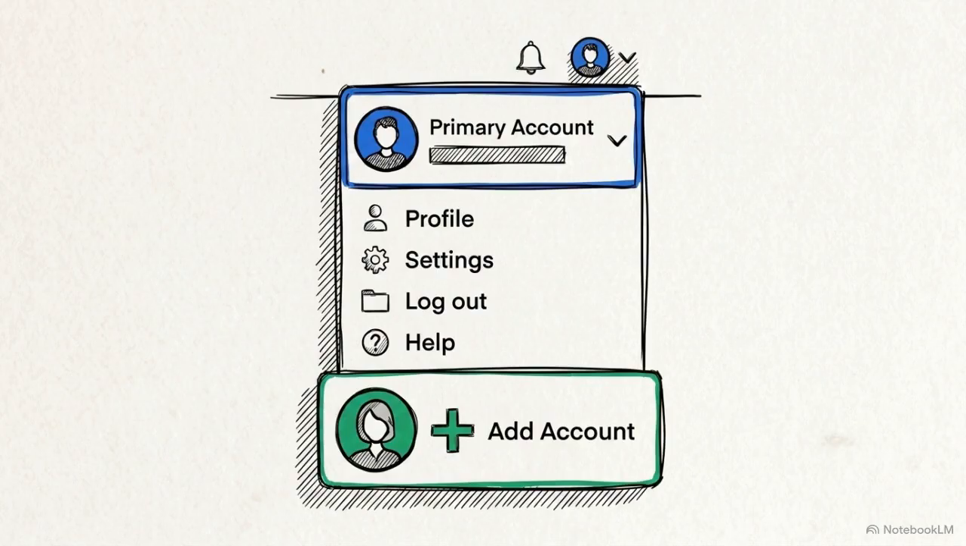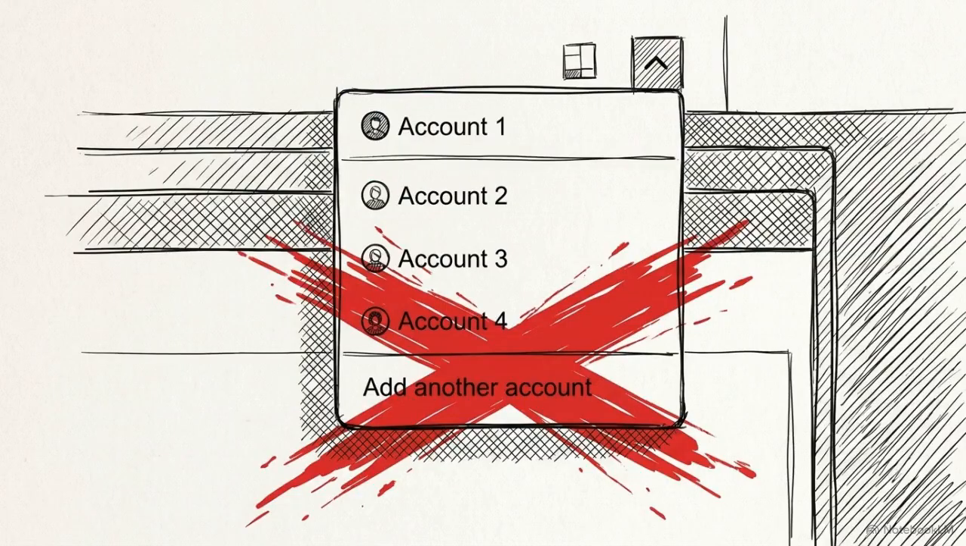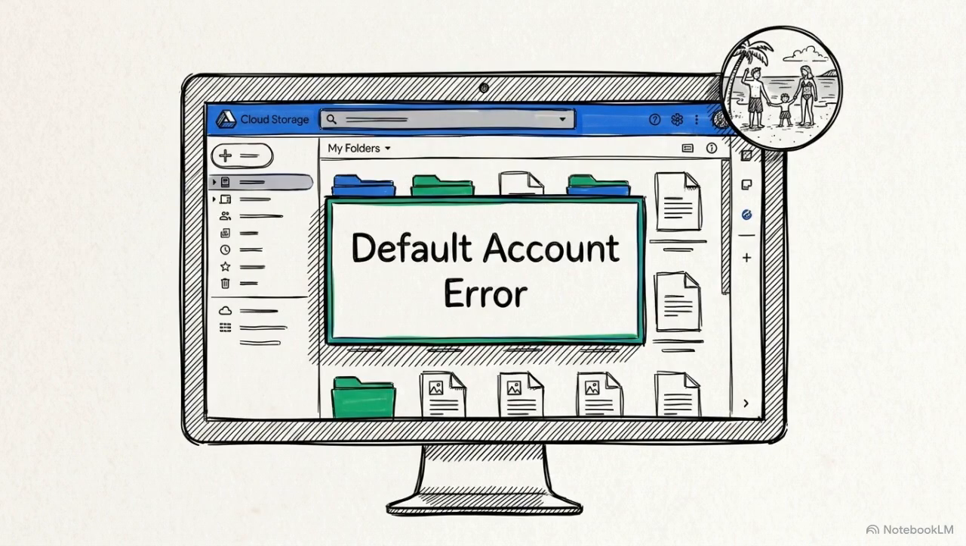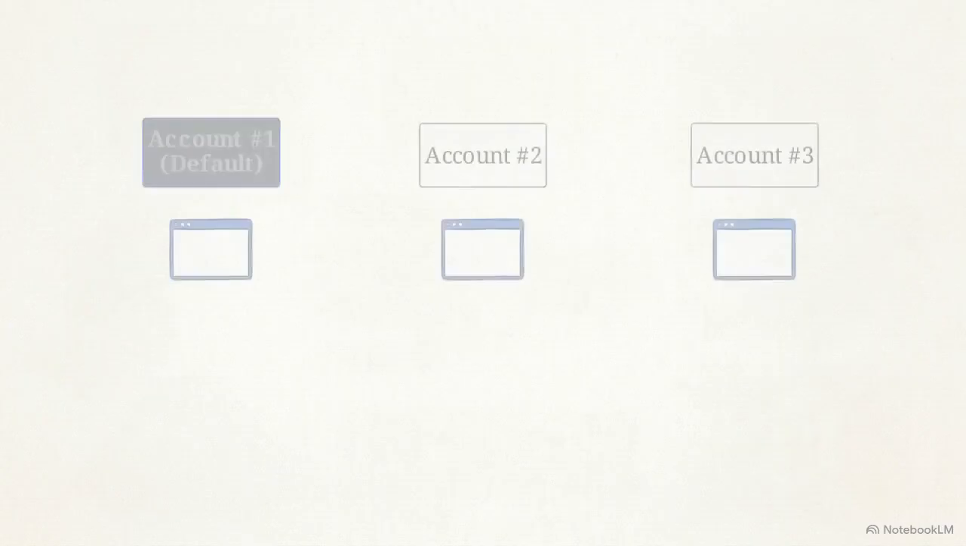Most people manage multiple accounts by clicking their profile picture and selecting Add another account. If you want to actually separate your workflows, you need to stop using this button. Using this built-in switcher is exactly what creates the default account problem. This diagram shows the flaw.